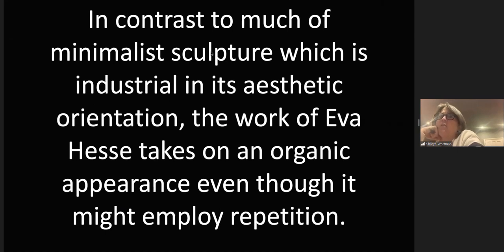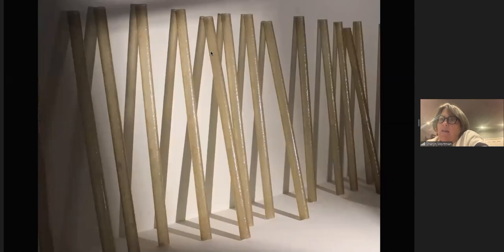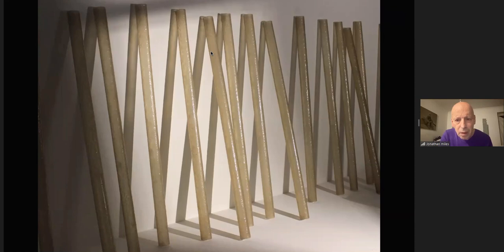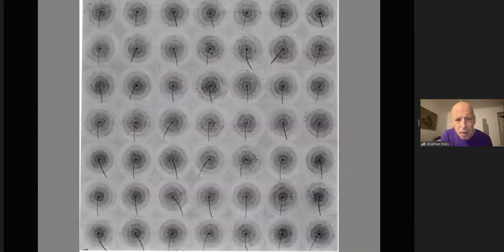In contrast to much of minimalist sculpture, which is industrial in its aesthetic orientation, the work of Eva Hesse takes on an organic appearance, even though it might employ repetition. Eva Hesse. A drawing by Eva Hesse.